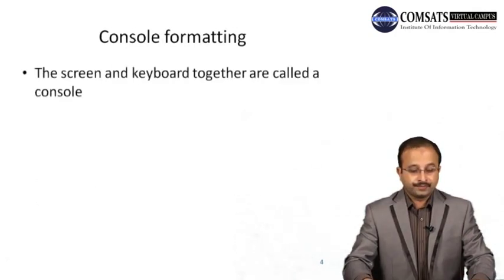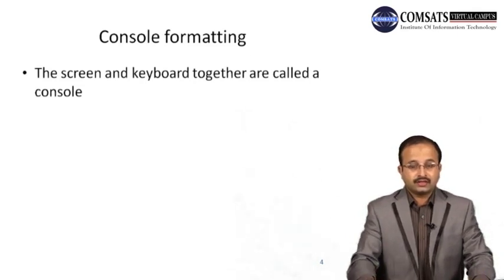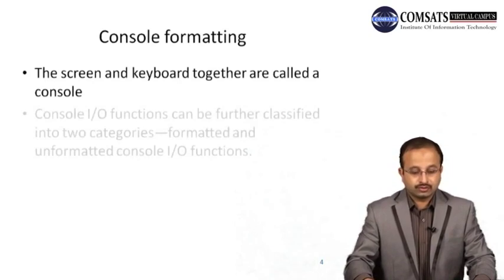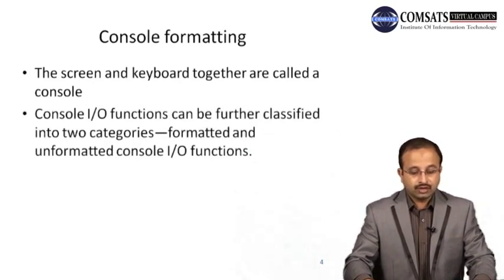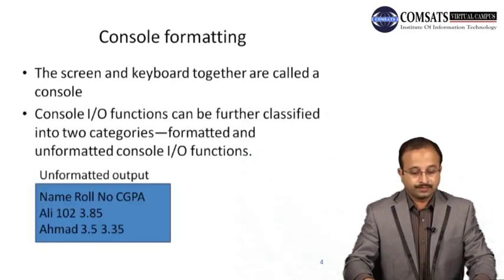Console formatting. The screen and the keyboard together are called the console. Screen means the black screen that appears when you execute the program, and that together with the keyboard is usually called the console. Console I/O functions can be further classified into two categories, formatted and unformatted console functions.